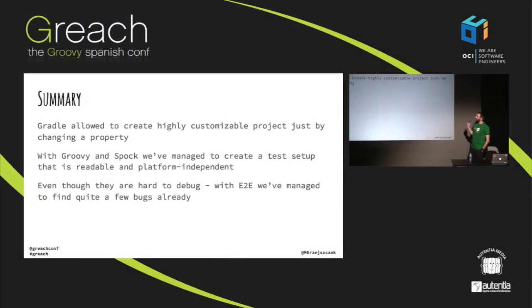The second thing is that using Gradle, we are able to create highly customizable projects just by changing a property. So you change one single system property and you build a completely different system, right? Composing of different blocks. And from the developer's point of view, it's very important that he doesn't have to memorize any Gradle foo and stuff like that, like magic. He just has to pass the property. With Groovy and Spock, we've managed to create tests that are very readable and platform independent.